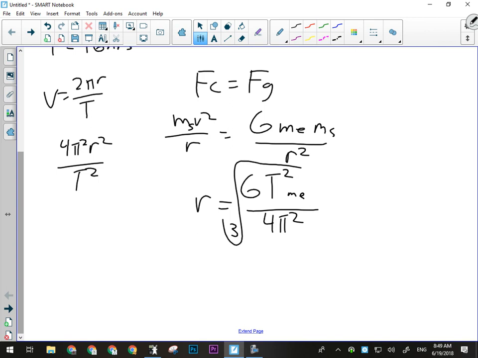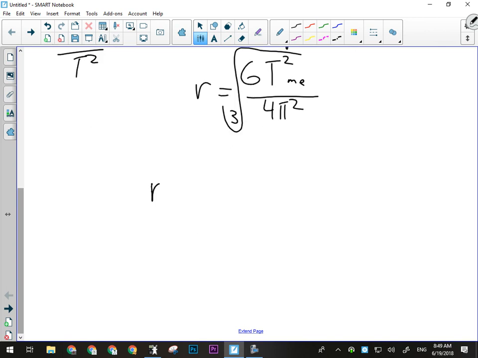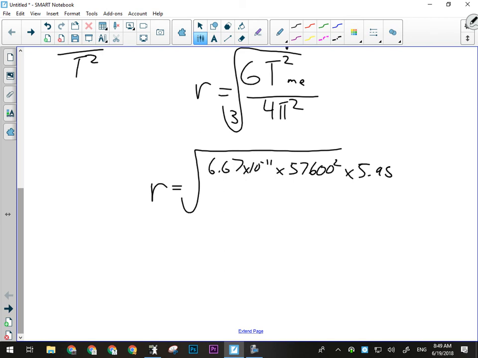Okay, so now we're going to plug in our numbers here. So we're going to have that r equals 6.67 times 10 to the minus 11, so big G, times 57,600 seconds, and that's squared, times 5.98 times 10 to the 24, that's the mass of the Earth, divided by 4 pi squared. Right? So that should give us the radius if we cube root it.